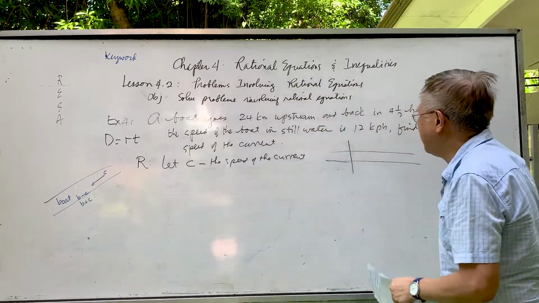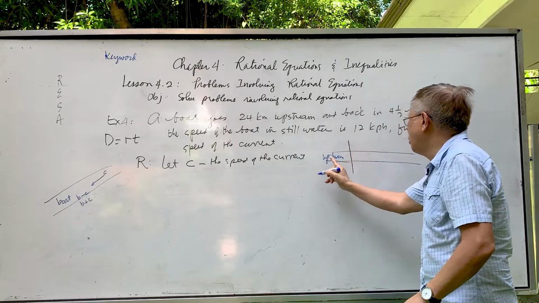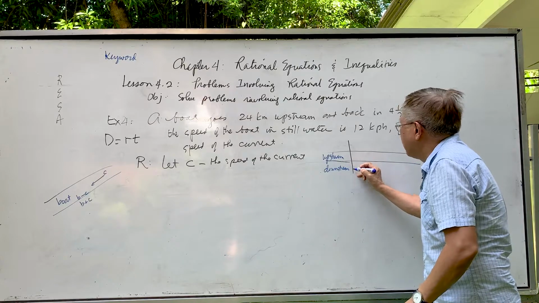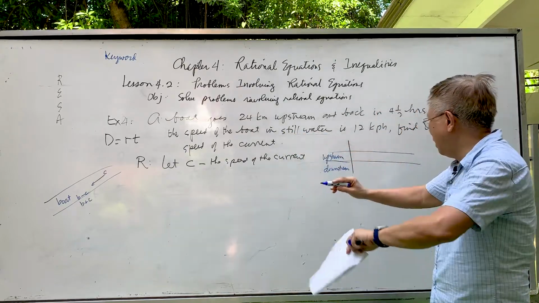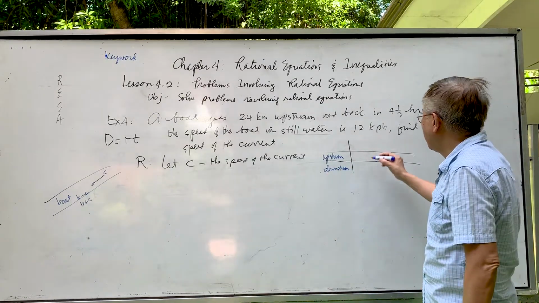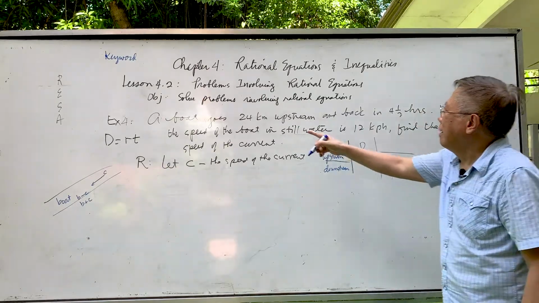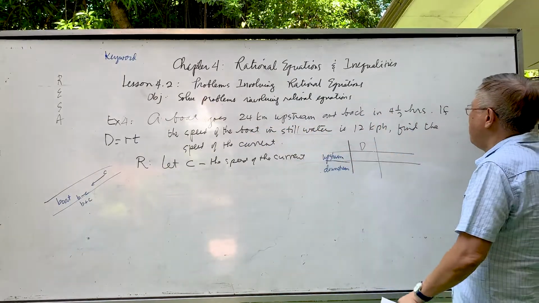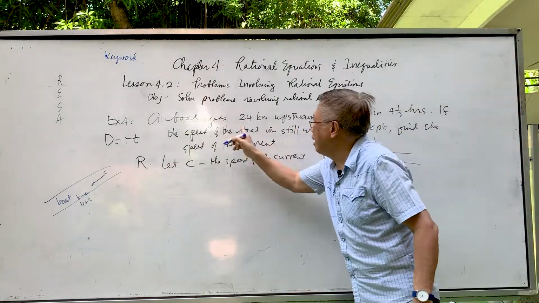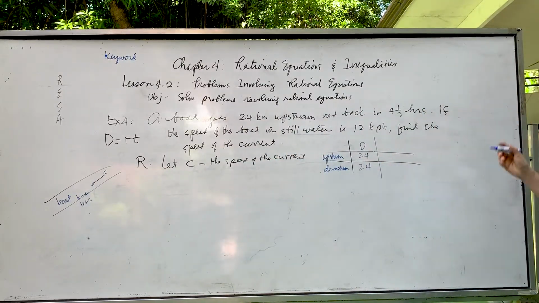Okay, so let's see. We will divide this table into the action going upstream and then downstream. Still water means you are not going up or down stream. So the distance here, the boat goes 24 kilometers upstream. So if that is 24 kilometers upstream, that should be the same 24 kilometers going downstream. So it has traveled the same distance.